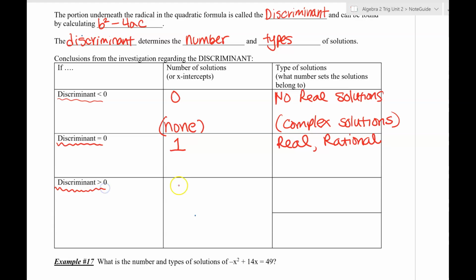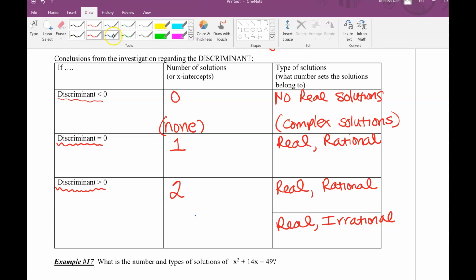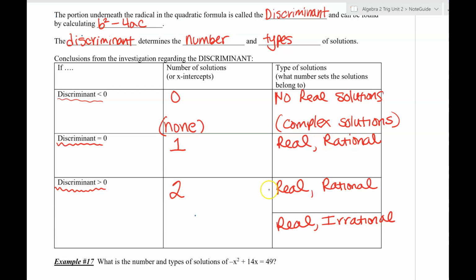So then we had when we got a positive value, and we saw two solutions, and those two solutions are real, but they could fall into two different categories. They could be rational, or they could be irrational. And the difference here again was if that radical simplified. So if you can completely simplify the radical out of your expression, that's when you would have two rational answers.